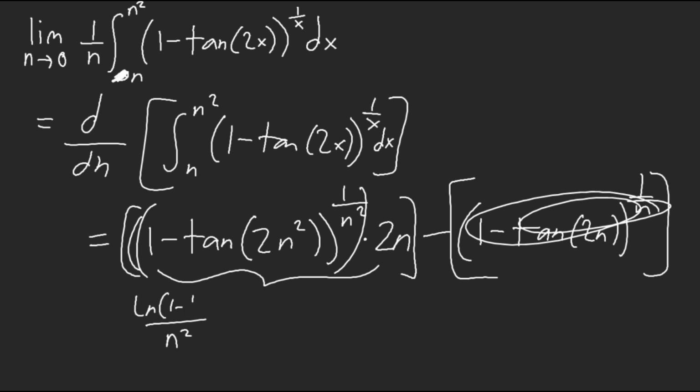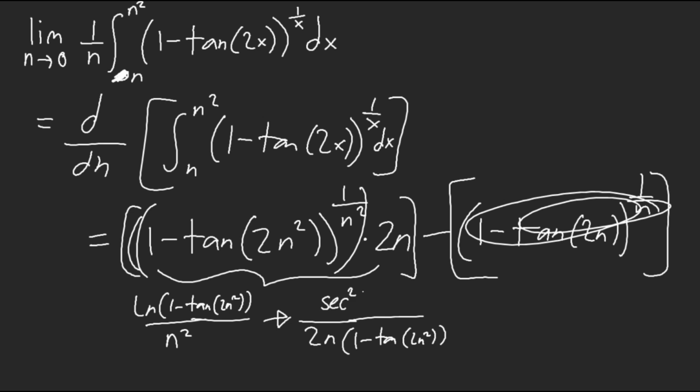ln of 1 minus 2n squared. Does this go anywhere? 2n. This goes here. 2n squared. And then the derivative, secant squared, negative 2n squared times 4n. Wow, it actually does converge. That's crazy. Okay, so we get 2. This is also negative 2. And then, oh wait, this is 0?